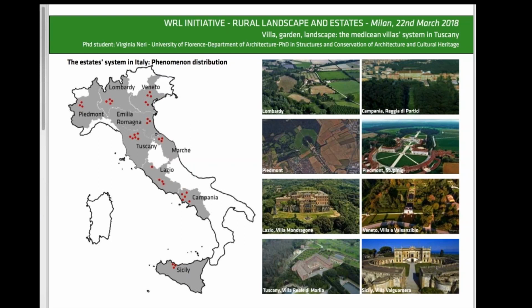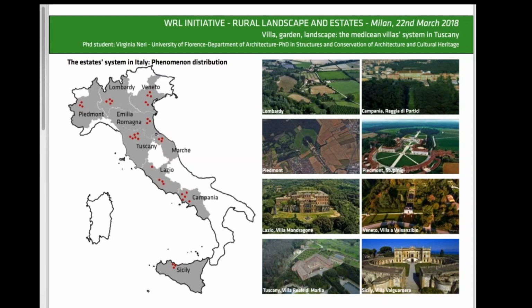And normally they are located in the countryside, surrounding the main cities, and the places where the phenomenon is most obvious and also most studied are the ones I put in this map. So we can find in the northern part of Italy, Piedmont, Lombardy, and Veneto. And then in central Italy, we can find a lot of examples in Tuscany, in Marche, and in Lazio. And then in the south of Italy, in Campania, near Naples, and in Sicily, near Palermo.